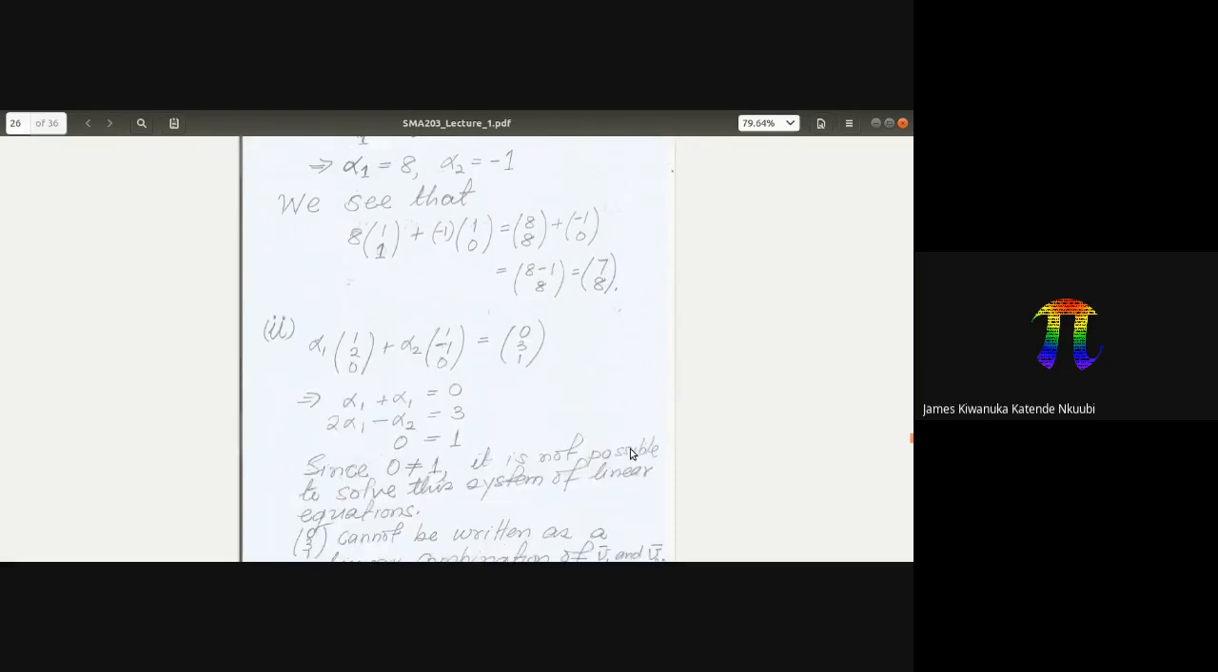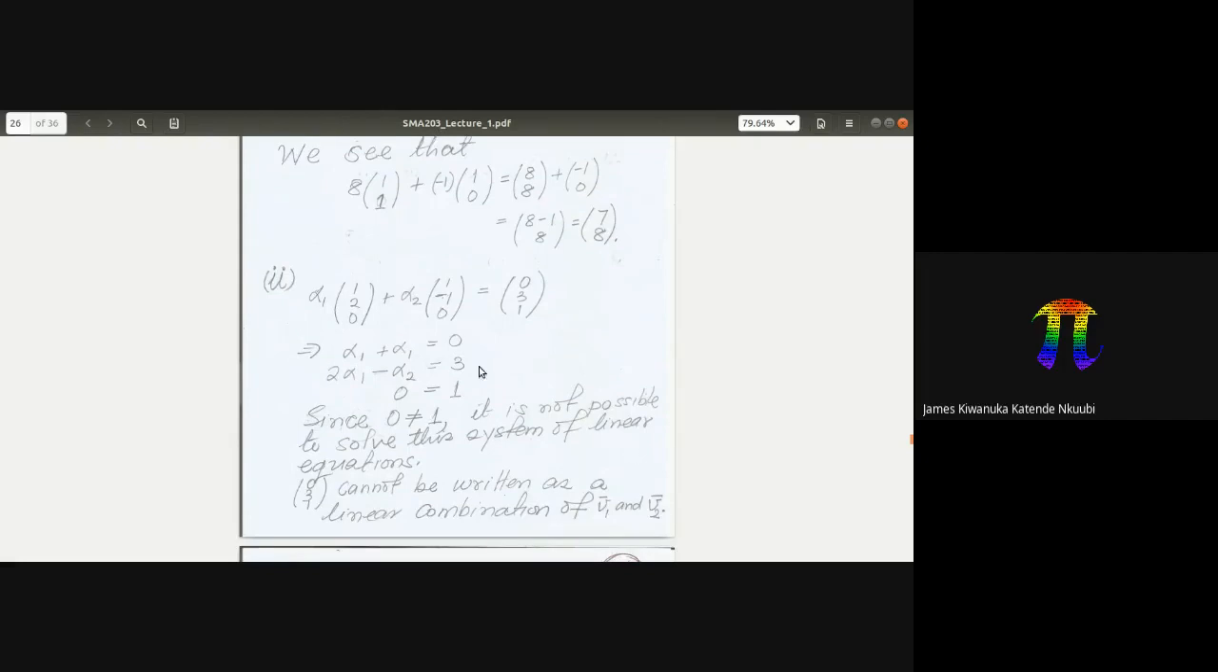So the second example is now in R3, but the idea is the same. We want to express this vector (0, 3, 1) as a linear combination of the two vectors (1, 2, 0) and (1, -1, 0).